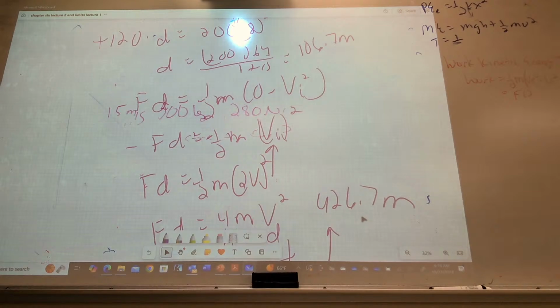So you should have gotten 426.7 if we double the speed, okay? So you shouldn't have to actually go through and recalculate. All you need to do is get one, and then you know the other.